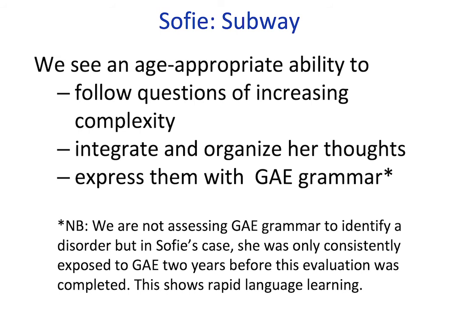I would also say we see an age-appropriate ability to follow questions of increasing complexity, to integrate and organize her thoughts using problem solving and inferencing, and express them through the grammar of general American English. Again, this is rare for me to put in an eval, but we're not assessing General American English to identify a disorder. Certainly we know about her multilingual and multidialectal background, but in Sophie's case, she was only consistently exposed to General American English for about 2 to 2.5 years before this evaluation.